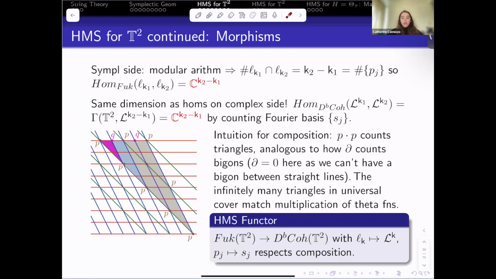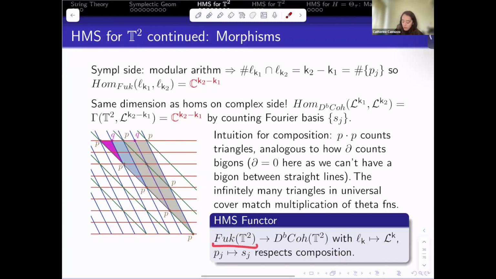So a preview of what the idea on the next page is, we have a map of categories, which is called a functor. So it has to say what happens on objects and what happens on morphisms. And if you compose on one side and then you apply the functor, it has to be the same as if you apply the functor to the two things and then multiply them. And that is really the content of HMS for T2.